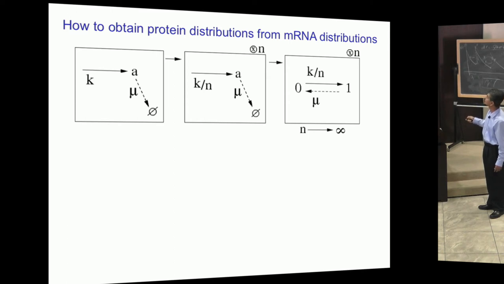In the limit that n goes to infinity, I can now ask: the number of mRNAs is simply the number of ones that I have, the number of arrivals that I have at time t, and that's clearly a Bernoulli random variable.